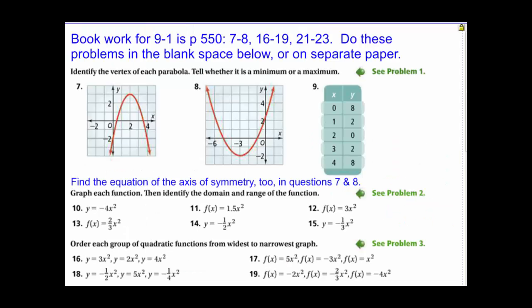Make sure, here's the bookwork for 9-1, page 550. Please do the problems in the blank space below or on a separate sheet of paper. If you do them below or on the back side, make sure you pay close attention to your graphs. Make sure you draw them correctly, with spacing between numbers, so it is easy to plot the parabolas.